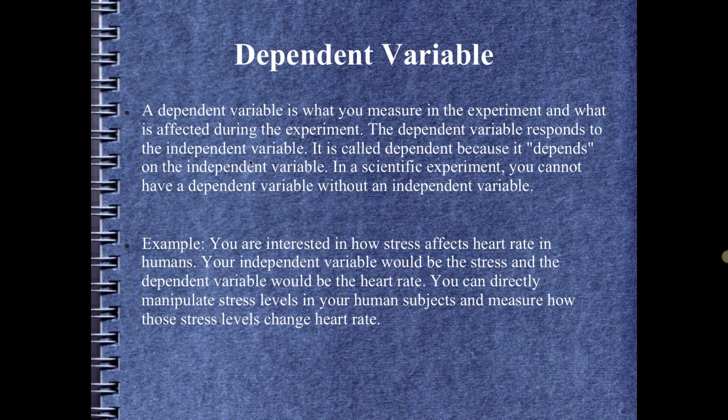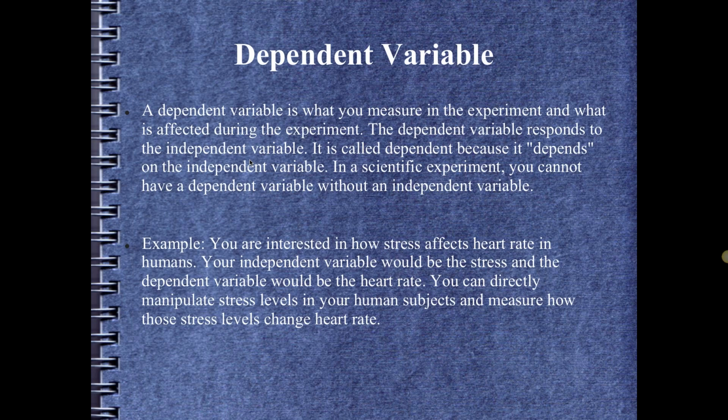So dependent variables are those things we measure in the experiment and what's going to be affected during that experiment. So the dependent variable responds to the independent. That's why it's called dependent. It depends on the independent. So in a scientific experiment, you can't have a dependent variable without an independent variable.